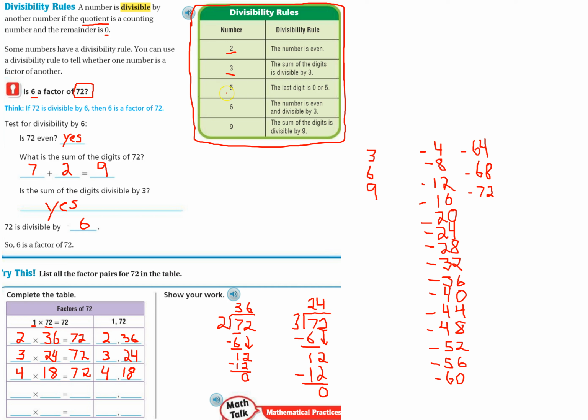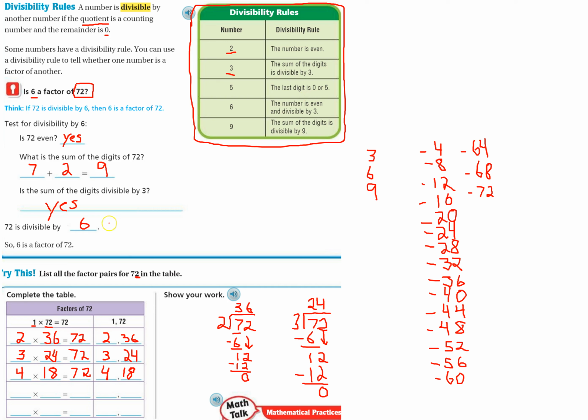Okay, what about 5? Well, there's a rule for 5. The last digit is 0 or 5. So look at the last number in 72. It's a 2. So that's not a 0 or a 5. So 5's not going to work. Great. I don't have to count by 5s. I know it because of the rule.